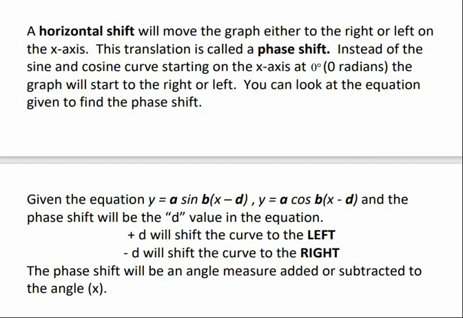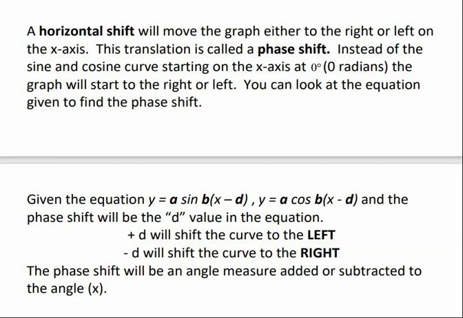A horizontal shift that will move the graph either to the left or the right on the x-axis is called a phase shift. Instead of the sine and cosine curve starting on the x-axis at 0 degrees or 0 radians, the graph will start to the left or to the right. You can look at the equation to find what the phase shift is.